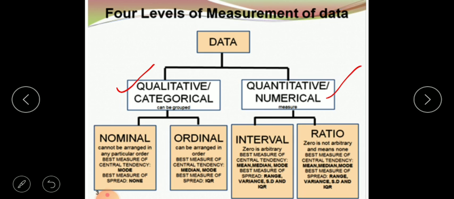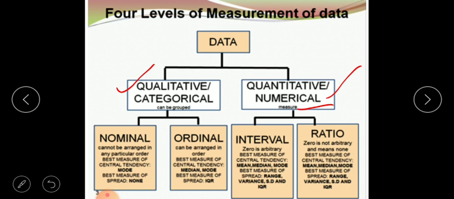Qualitative things are difficult to measure, so that is why we can categorize them into different groups. On the other hand, quantitative data are numerical in form. So this is how we classify the qualitative or categorical nature of data. We can use nominal and ordinal scales there. On the other hand, for quantitative data, we can use interval and ratio scales.